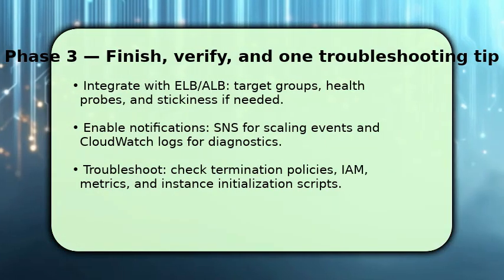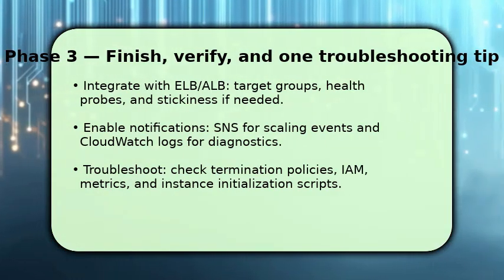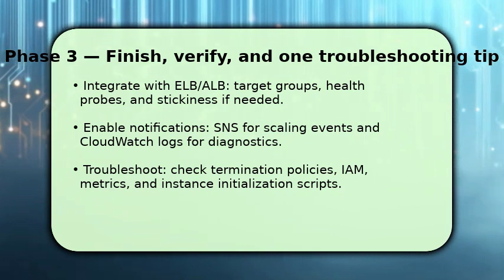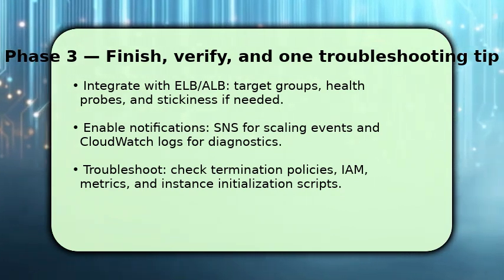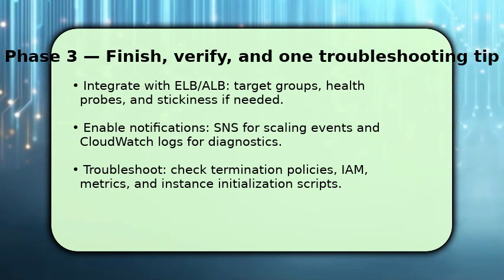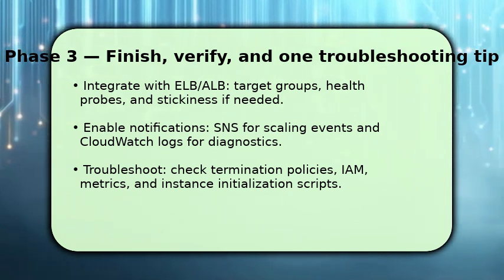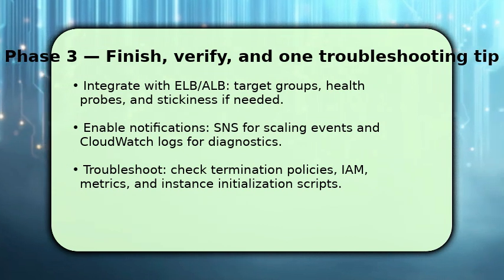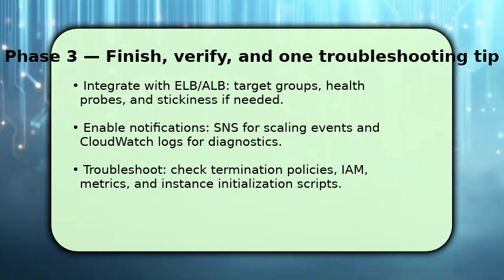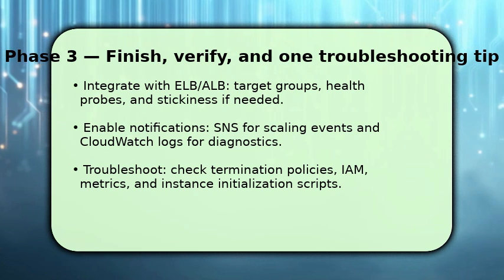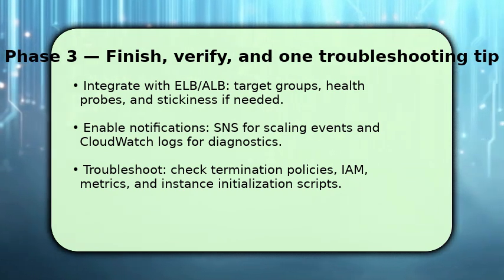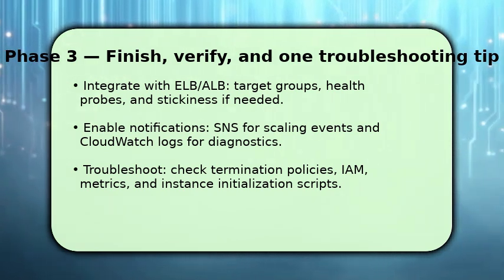You finish by integrating the auto-scaling group with an ELB or ALB, registering target groups and configuring health probes so traffic shifts smoothly. Once done, enable SNS notifications for scaling events and send logs to CloudWatch for postmortems. Make sure load tests trigger the policies and adjust cooldowns and warm-up to stabilize behavior.